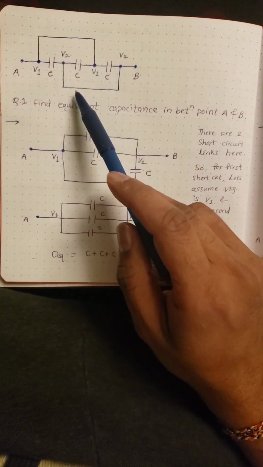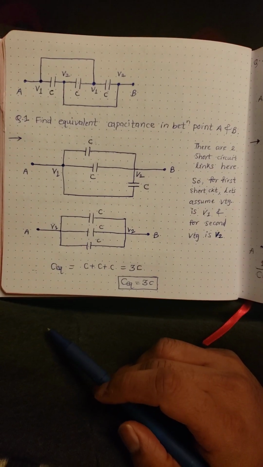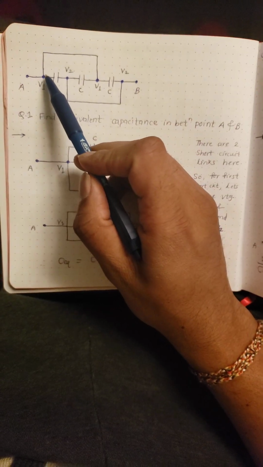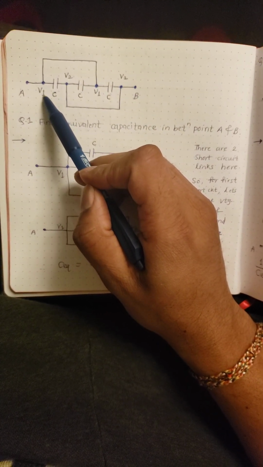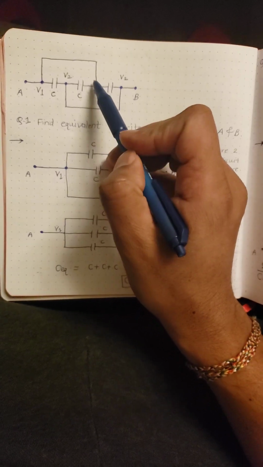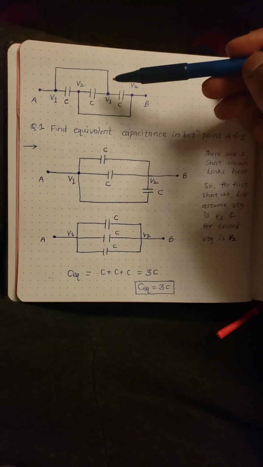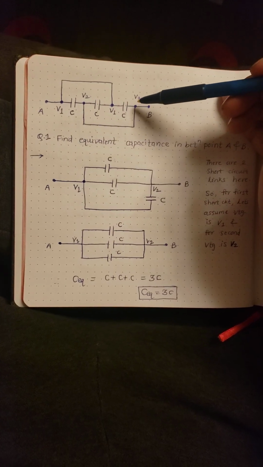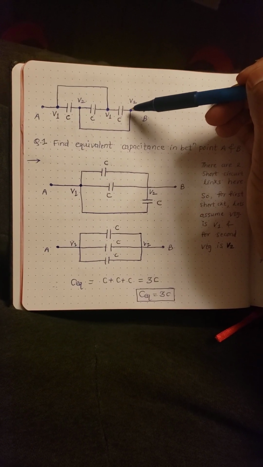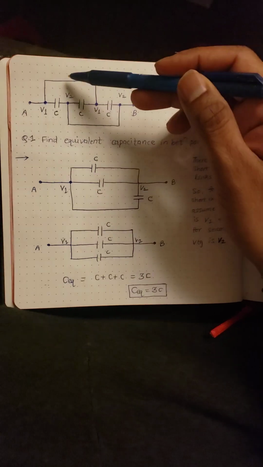Here we have this circuit given, and the question is to find the equivalent capacitance between point A and point B. So how do you solve these kinds of problems? I have marked this point as V1, this point as V2, and this is again V1, because there is nothing connected, no capacitance or resistance, so this is a short circuit. Similarly, from V2 to V2, this is again a short circuit. A short circuit means the potential is the same across these two points. This will help us redraw the circuit.